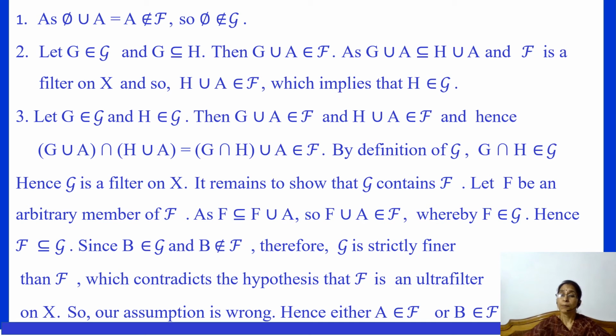Since B belongs to G and we have assumed that B doesn't belong to F, therefore G is strictly finer than F, which contradicts the hypothesis that F is an ultrafilter on X. So our assumption is wrong. We have assumed that neither A nor B belongs to F. Hence, either A belongs to F or B belongs to F.